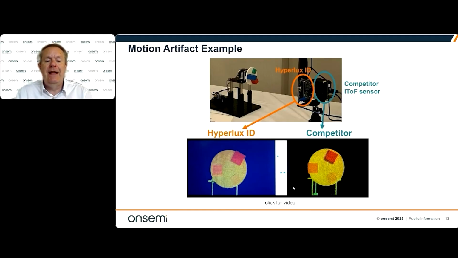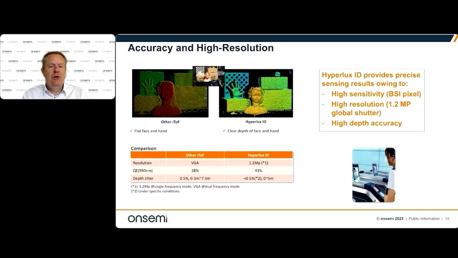So this is an example against a competitor. I won't name who the competitor is, but there's not that many iToF sensors out there, so you can pretty much guess who the competitor is. This isn't actually playing, but it should play. This is a video showing a rotation of blocks of various depths. And with our competitor, you can't quite see it here, but if the video is playing, you'll be able to see that there's a blurring effect that our competitors have, compared to the highly accurate depth determination of Hyperlux ID.